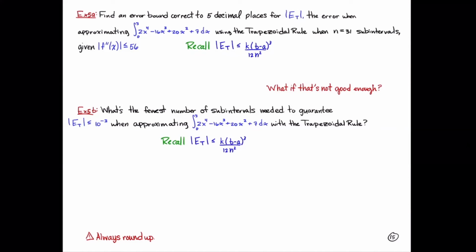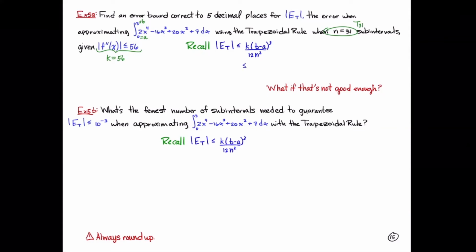So let's figure out how that relates to our formula. The second derivative, when we're told that it's less than or equal to 56, that means that our k value is 56. To find our b and our a, we look at our bounds. A is our lower bound, b is our upper bound, and n, well, here is just given to you as 31, or it could say T sub 31, and then you would know to use n equals 31. So you're given the formula. We can bound our error by k times (b minus a) cubed over 12n squared. So let's sub in our values.